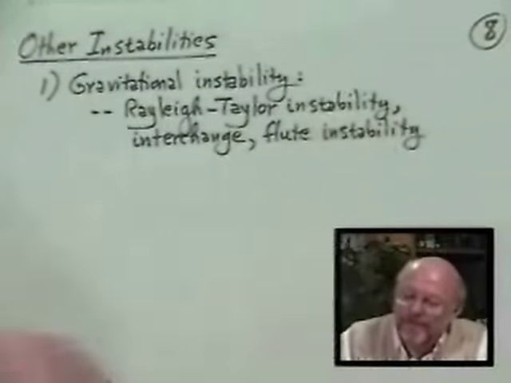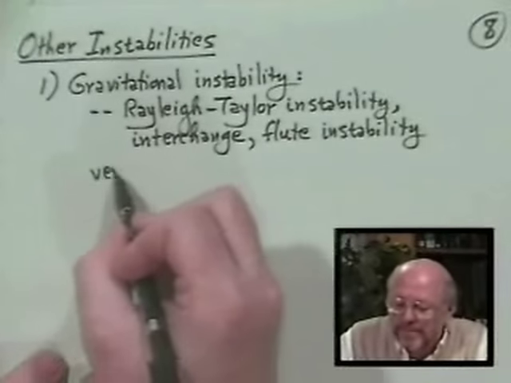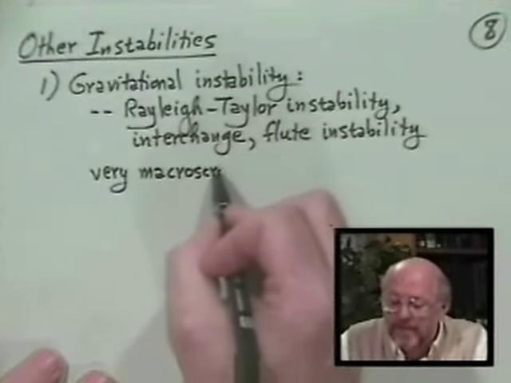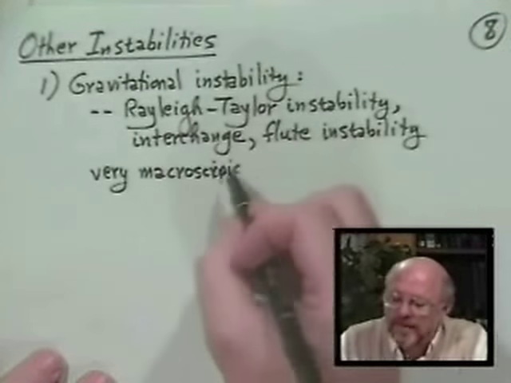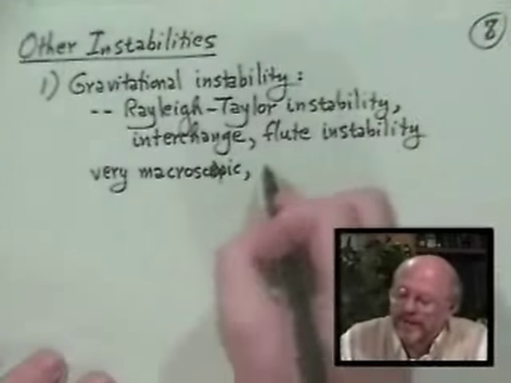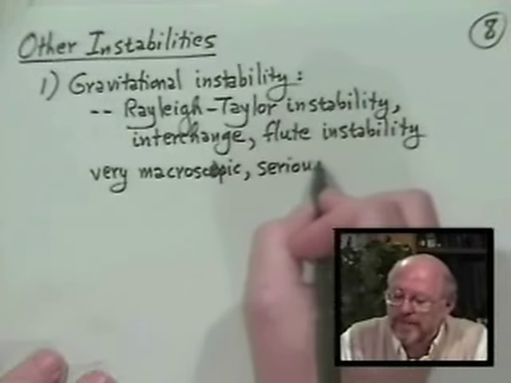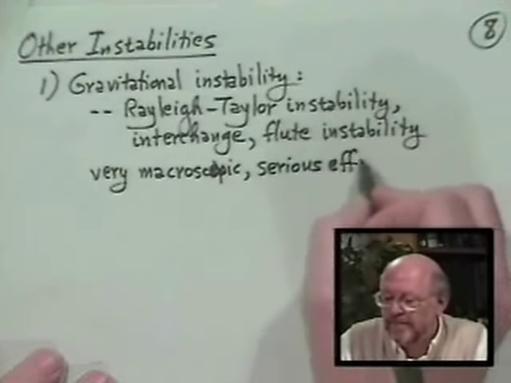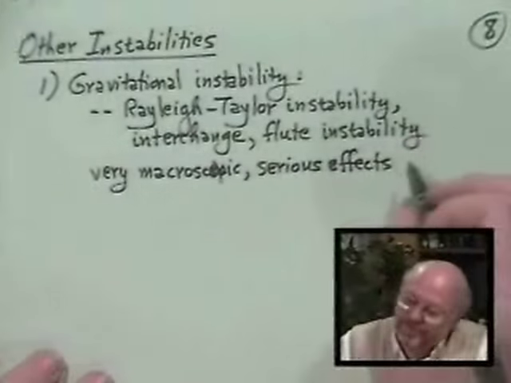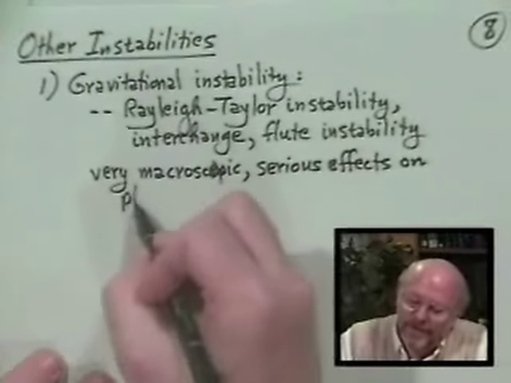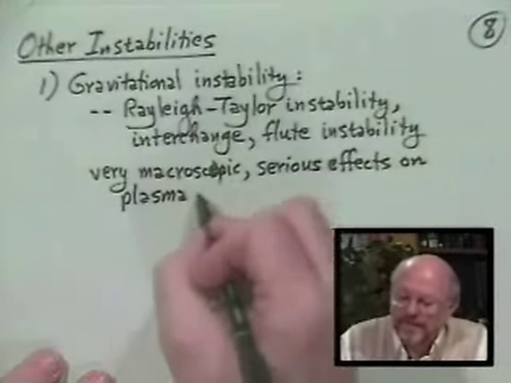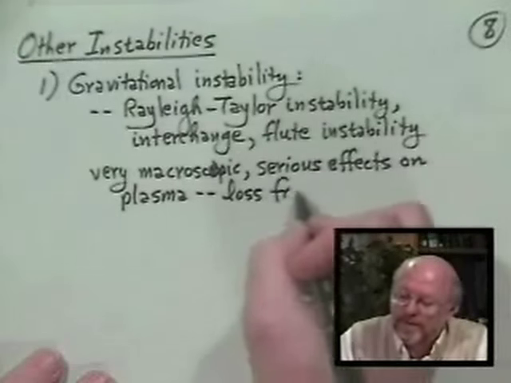This mode, if it happens, is a very macroscopic mode. You know, heavy fluid over light fluid type of thing. You can see it physically almost, or at least kind of understand what's going on. And so it has very serious effects on the macroscopic plasma. Namely, you lose the plasma from the confinement region that you thought you were holding it in, is what it amounts to. And so these are rather dramatic instabilities. Basically lost from the confinement region.